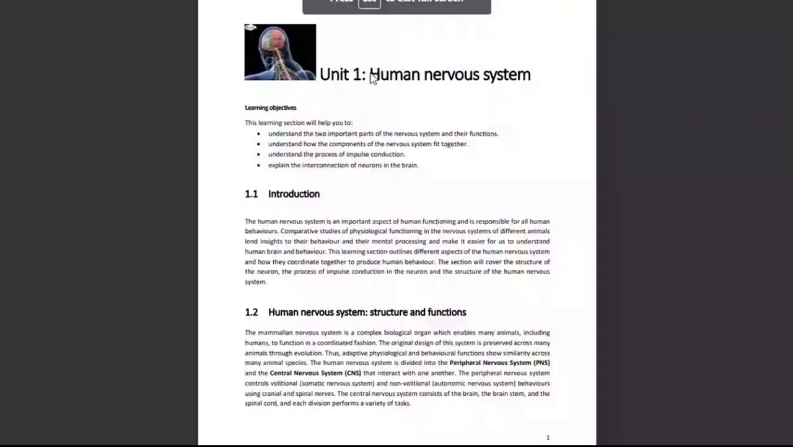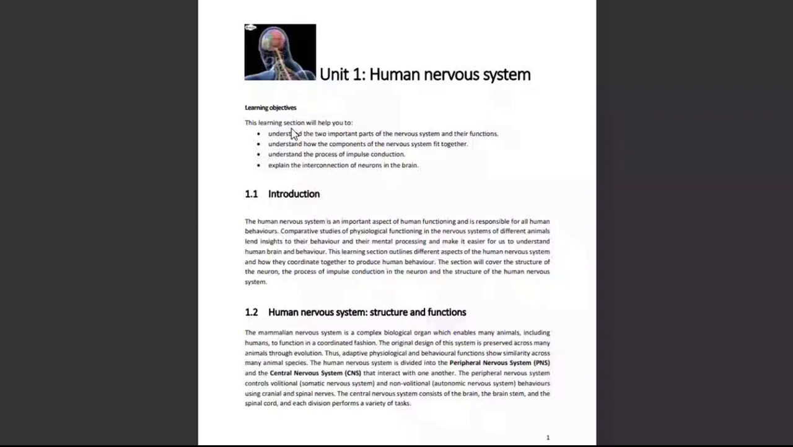Okay guys, unit 1, human nervous system. I was trying to open a different slide, but it seems to have a problem with it. So PYC1501 is all about the human nervous system. I'm sure you have this on your myUnisa. Unit 1, learning objectives. Let's start with the learning objectives. Learning objectives mean that as soon as you're done studying this unit 1, you have to achieve these learning outcomes.